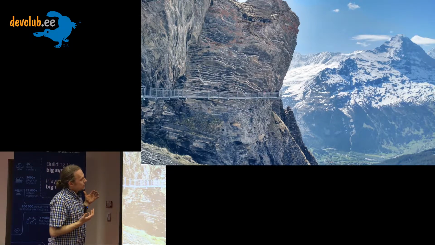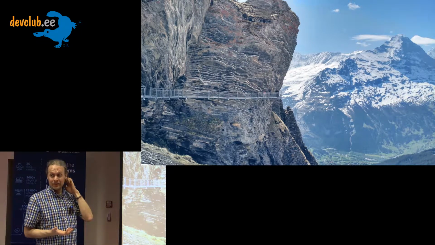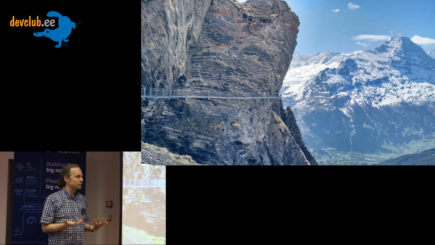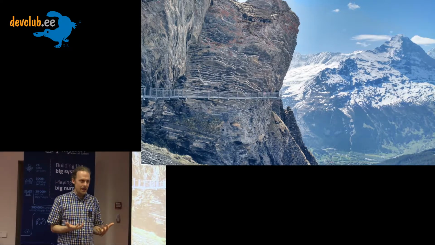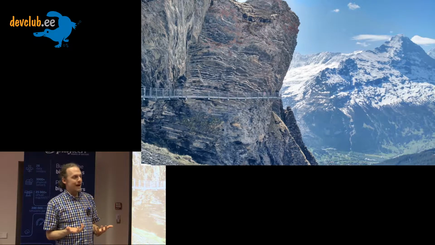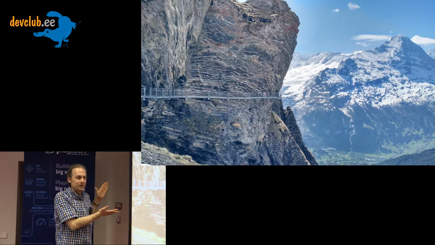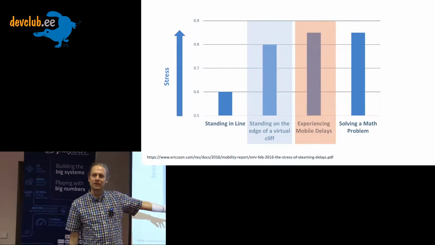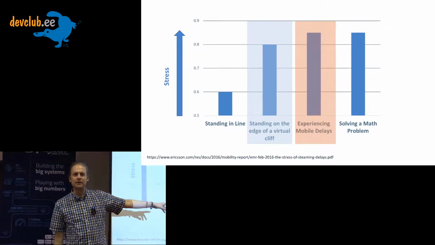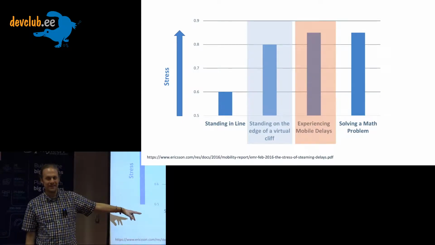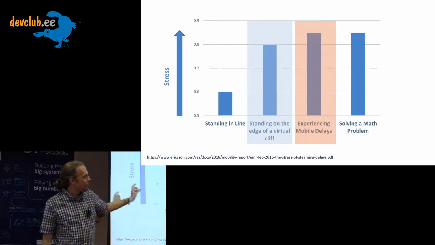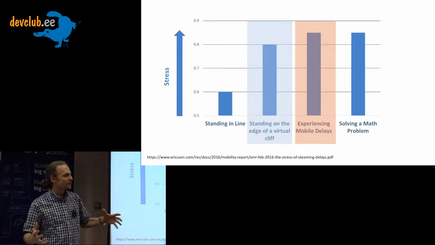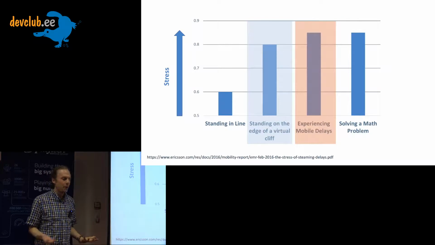But a few years ago, Ericsson did a study. In this study, they put sensors on people's heads to measure stress responses to different stimuli. They found that thinking about walking on the edge of a cliff was really, really stressful. But actually, a slow mobile website is more stressful than thinking about walking on the edge of a cliff. It's the same as solving a math problem. Also equal on that was watching a horror movie. So that stress you feel when you watch a horror movie is what people feel when they go to a slow website.